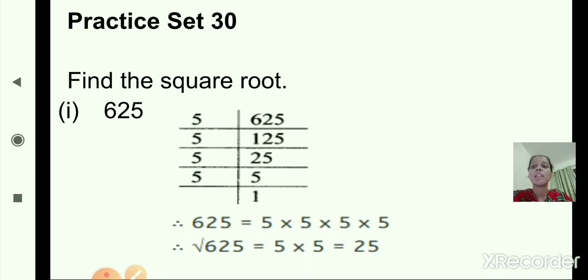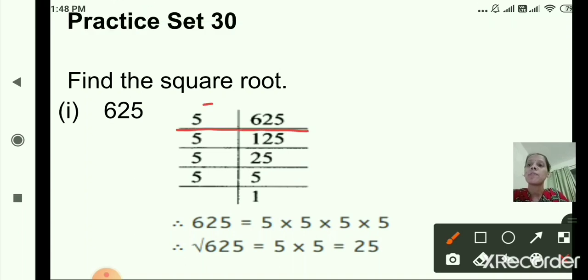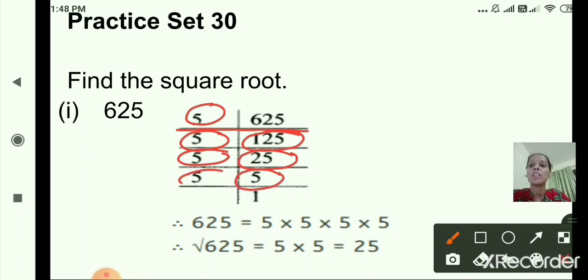Now once again I will explain this. First we'll write down 625. Here it is 5. 625 divided by 5 is 125, which we write below 625. Now again we divide 125 by 5. 125 divided by 5 is 25, which I have written below 125. Now 25 is divisible by 5, that is 5 fives are 25, correct? So here it is 5. Now 5 ones are 5. So these are the prime factors.